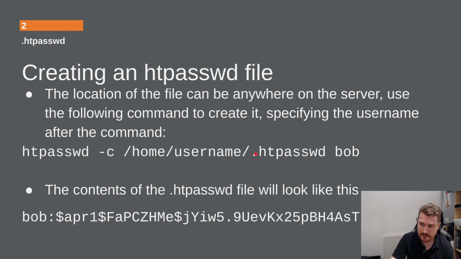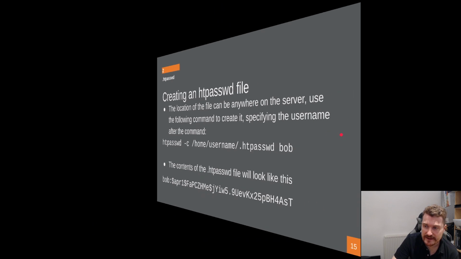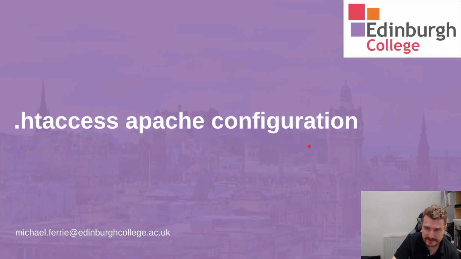Okay, so to create the htpasswd file, we do htpasswd and create, then we say where we want it to go. We do .htpasswd and we say a username, and then it'll pop up and it'll say please enter a password for Bob, please confirm the password for Bob, and then when we go in we'll see we have Bob and this hashed password here, okay, which is probably Bob as well.